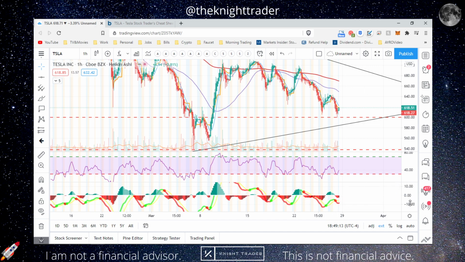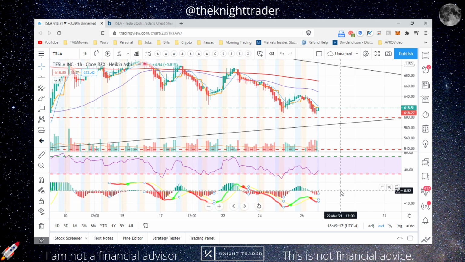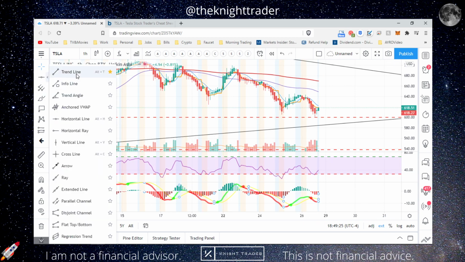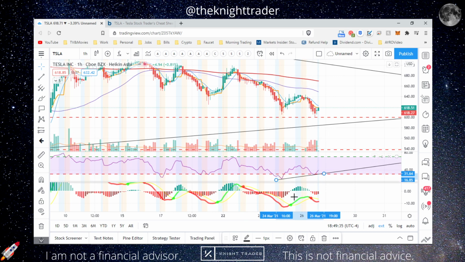Let's see. All right. And this is a little bit more advanced, but I'm going to put this here on the 1 hour just to quickly identify a divergence, which means if the RSI is going up and the price is going down, kind of like what you're seeing right here, that's normally bullish.